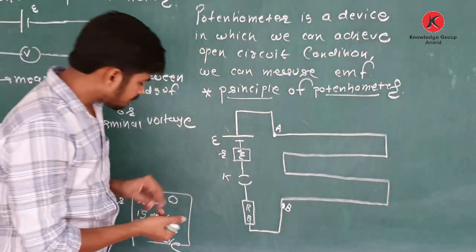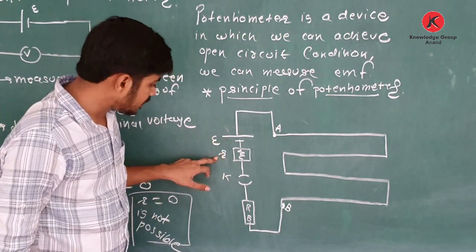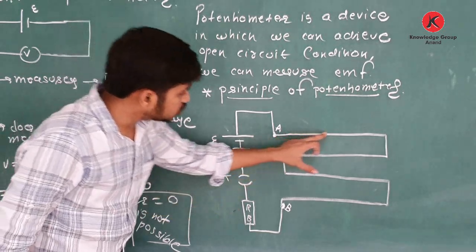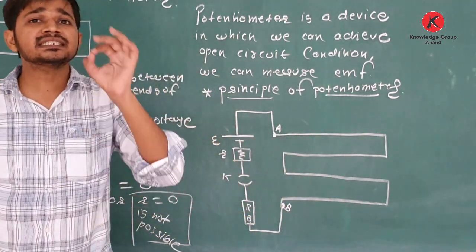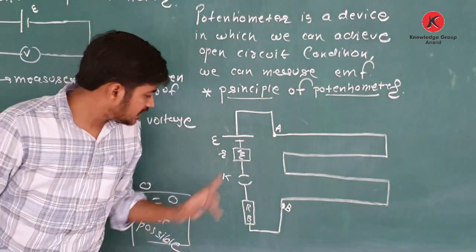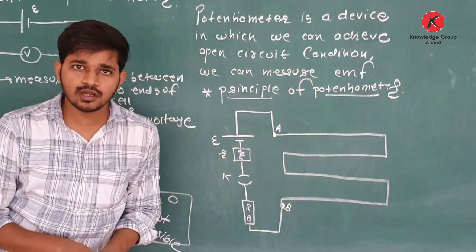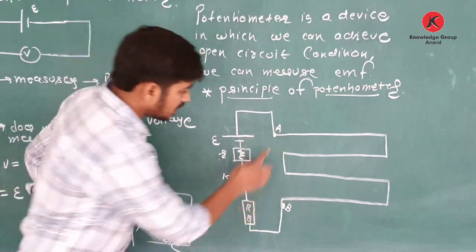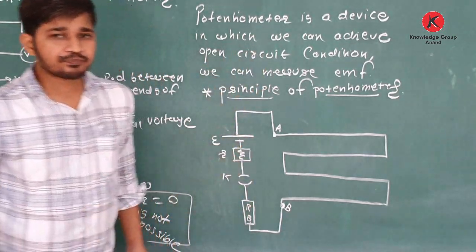Again, see what is the circuit. A cell of EMF E, its internal resistance r, a key meaning switch, a resistance box, and the potentiometer wire AB. These all elements are connected in series. So be clear about each and every term: E, r, K, resistance box, and the potentiometer wire AB. Now for this potentiometer wire, how to write?